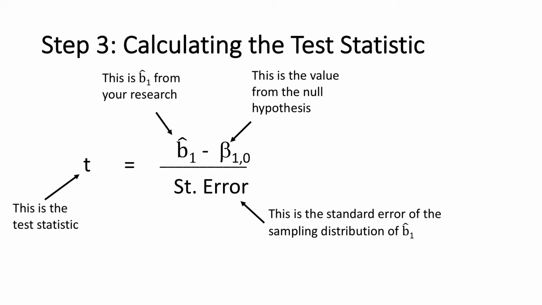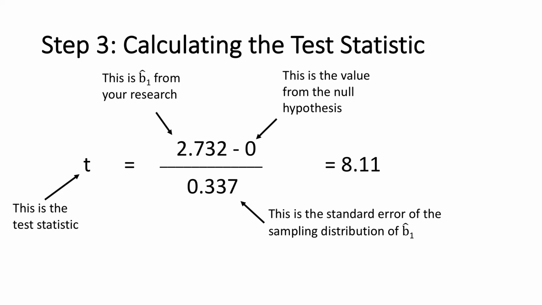The next step of the hypothesis test is to calculate the test statistic. And of course, it's a t-statistic where t equals b1 hat, this is the value from the research, minus beta 1 naught, this is the value for beta 1 from the null hypothesis. You divide that by the standard error of the sampling distribution. So the b subscript 1 hat from my research was 2.73. You subtract from that the value from the null hypothesis, which is 0, and the standard error was 0.337. So I have a test statistic, or t-stat, of 8.11.